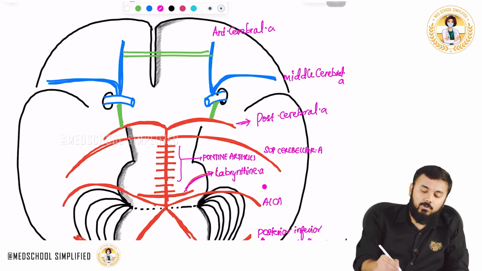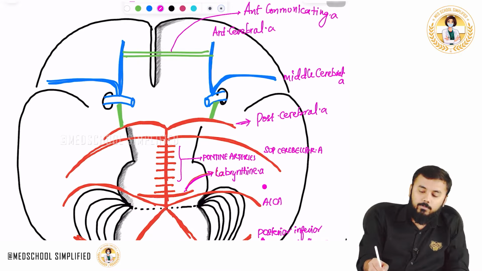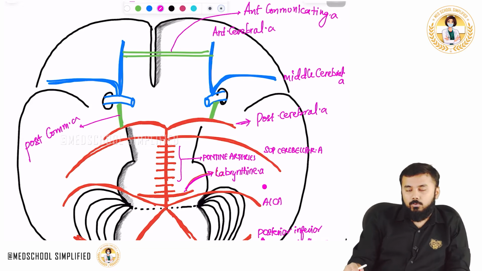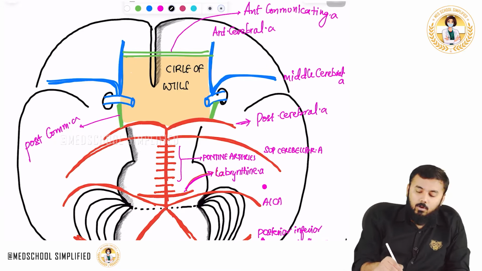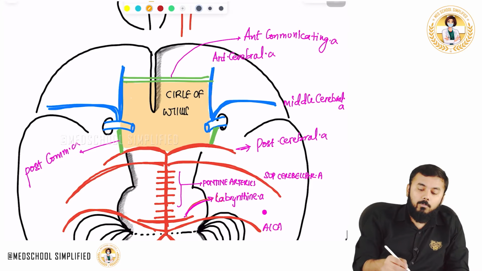So how many communicating arteries we have got? This is called your anterior communicating artery, and this one over here is called your posterior communicating artery. Okay. Now can you very clearly look at one important circle over here, right? So this circle which you can look at here is called your Circle of Willis. So what is this called? Circle is called Circle of Willis. Okay.